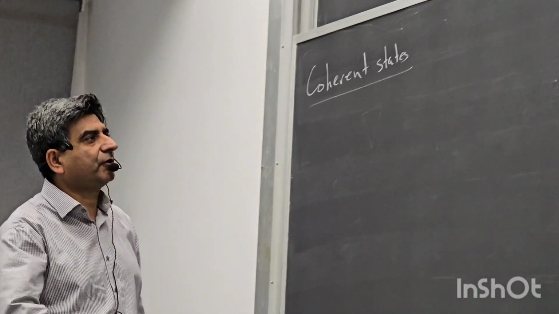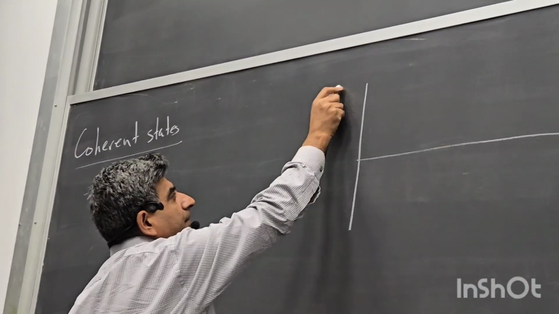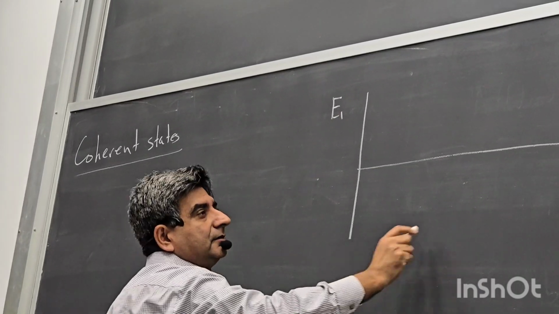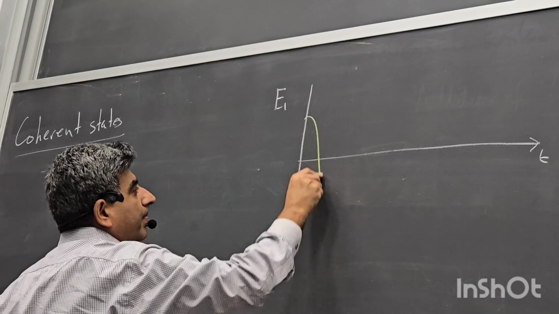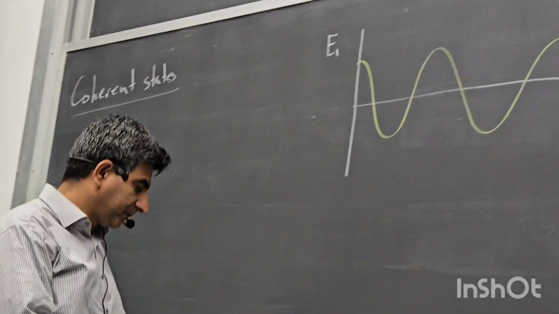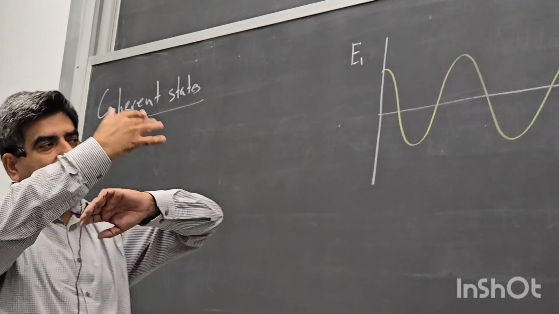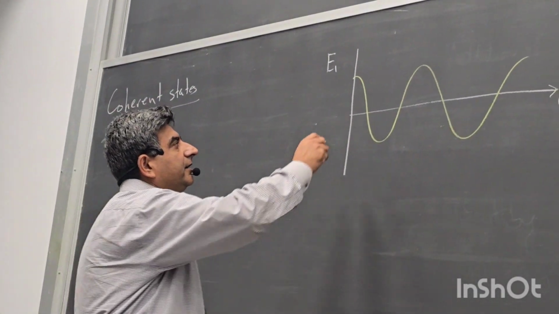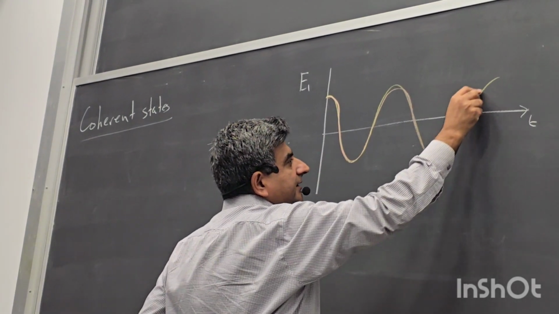We observe that for a coherent state, our electric field E1 varies with time like an oscillator. Okay, so we tried this relationship in our previous lecture. Today I'm going to show you that this is not just a pure nice curve without any uncertainty, rather there is some uncertainty associated with this curve. There's some width to it.